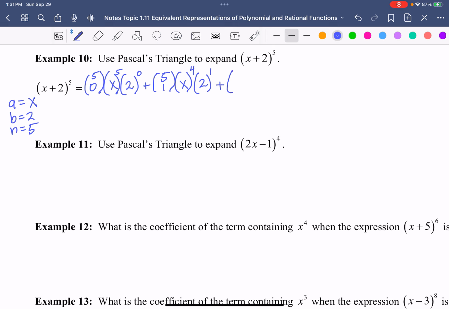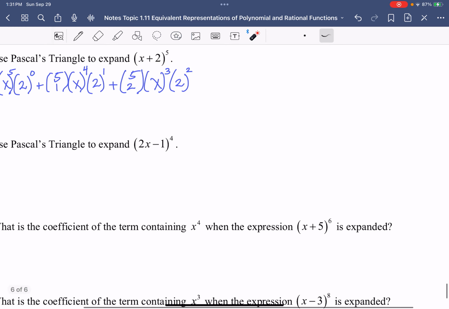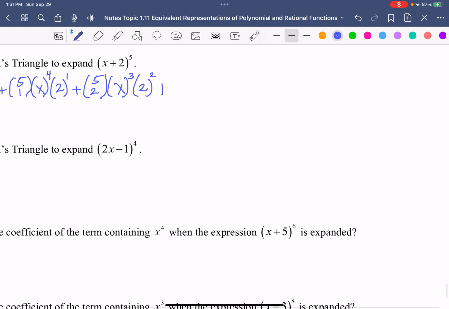Okay, let's do the next one. 5 choose 2 times x cubed times 2 squared. These two are the same. These two add up to 5. Okay, the next one would be 5 choose 3 times x squared times 2 cubed.